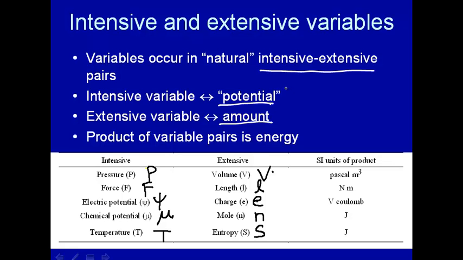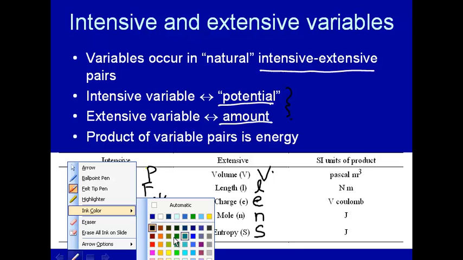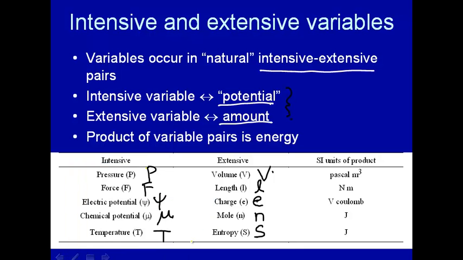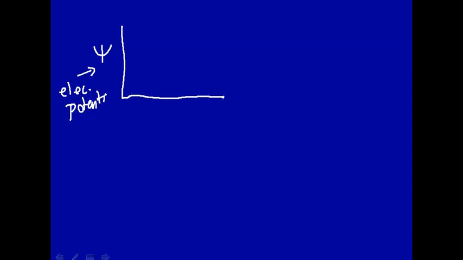So let's look a little more detail about potential and amount. Okay, let's change back to, say, yellow. Okay, so suppose you have a potential, and let's use electric potential. So this is psi, so this would be electric potential. And this is some coordinates, some Cartesian coordinate x. And suppose you have electric potential that looks like this.